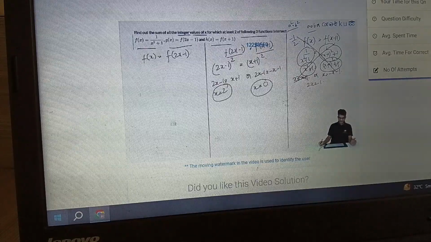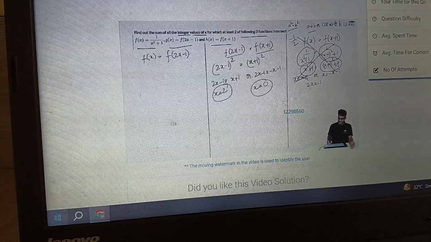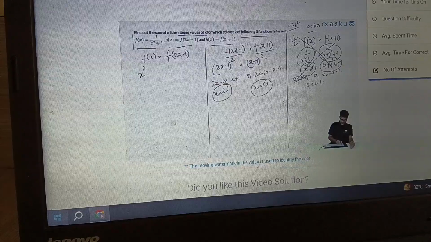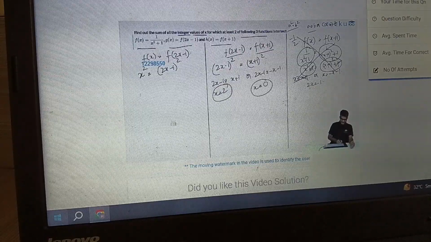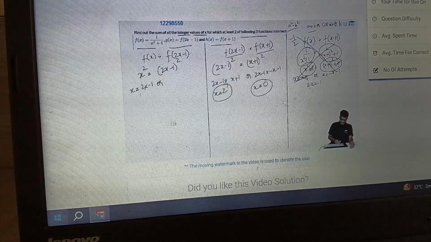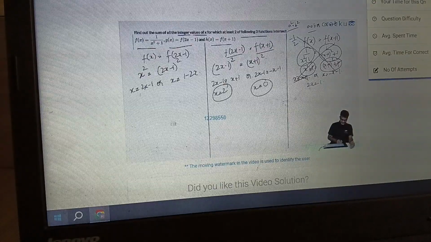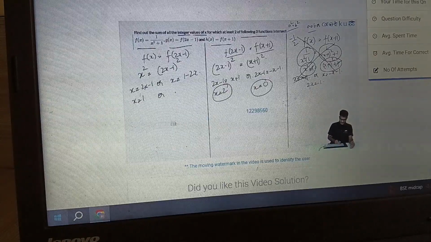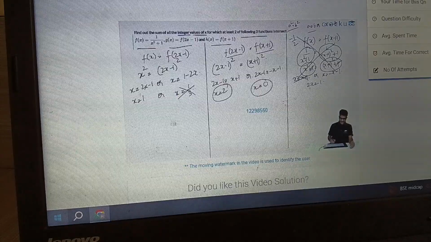In the first case, you want f of x to be equal to f of 2x minus 1. Again, we'll take the reciprocal like in the earlier case and subtract 1 from both sides. So you want x square to equal 2x minus 1 whole square. So again, either x is equal to 2x minus 1 or x is equal to 1 minus 2x. In the first case, it would imply that x is equal to 1, or in the second case, it would imply that x is equal to 1 by 3. We are only looking for integers, so this can be cancelled.